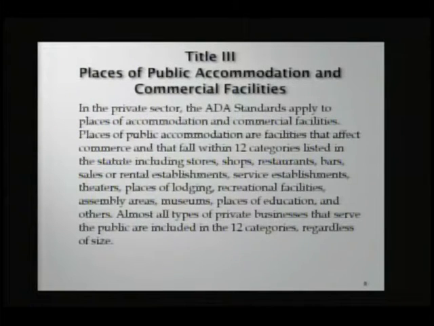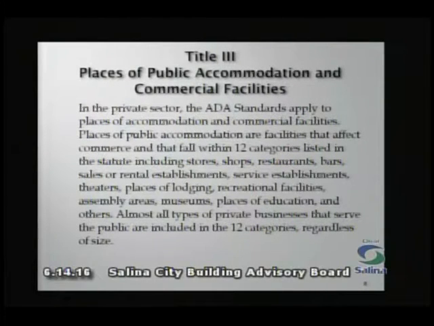Now, in the private sector, these apply to places of accommodation and all commercial facilities, and they fall within 12 categories. The 12 categories are specifically stated, and I include those in a separate slide, but we're basically looking at any type of store, shop, restaurant, bar, sales, rental establishment, service establishments, theaters, places of lodging, places of worship, etc. Almost any type of business that you can think of that serves the public is included in the 12 categories.